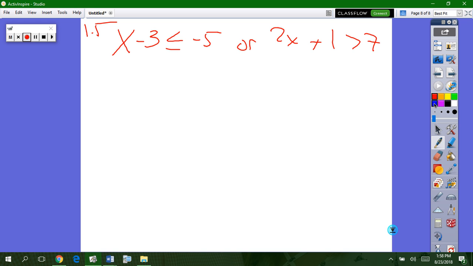Yes, ma'am. X minus 3 is less than or equal to negative 5. Is that what you're asking? Yes. I'll shut up. Sometimes I get a little sensitive about my handwriting, but sometimes when it's good, I'm like, come on. You know, I understand when it's bad, but.